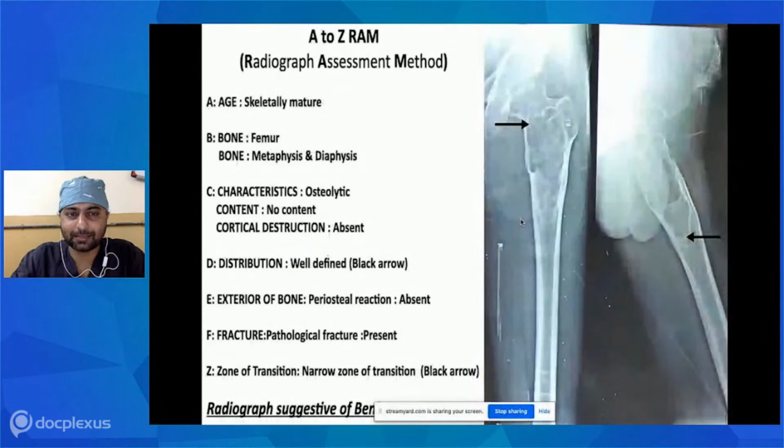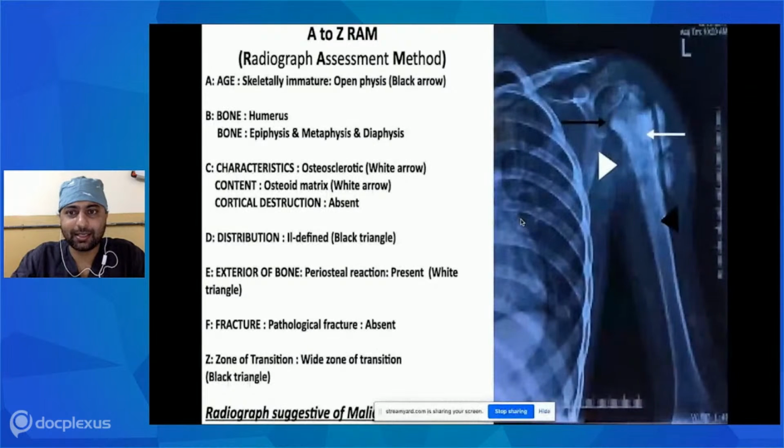In the second example, we can see a lesion in the proximal femur, and it's well defined, in a skeletally mature person, involving the femur, metaphysis or diaphysis, osteolytic with no content, without any cortical destruction and without any periosteal reaction. So all these findings summarize that it's a benign bone tumor, and most probably it's a giant cell tumor of the femur.